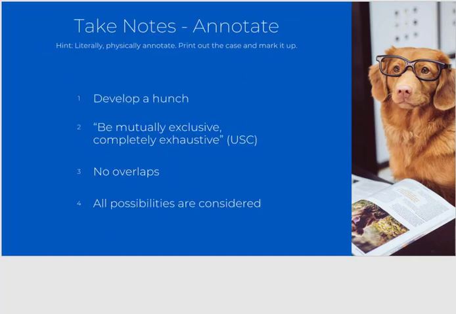And then I would annotate. Annotate, just a big word for taking lots of notes. So physically print it out, mark it up, develop a hunch. I love the quote from USC where they tell their students to be mutually exclusive, completely exhaustive. So not looking for overlaps, really thinking about every single possibility, but then not letting yourself get distracted too much with every single possibility.